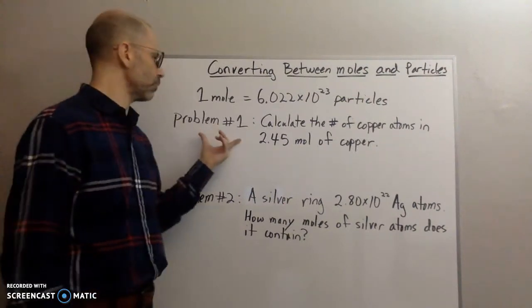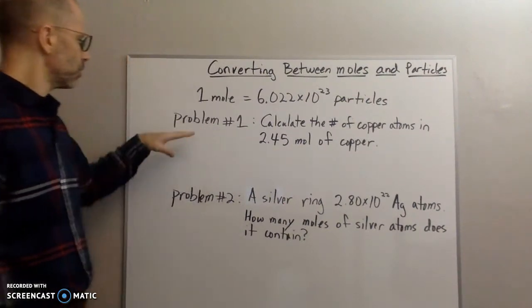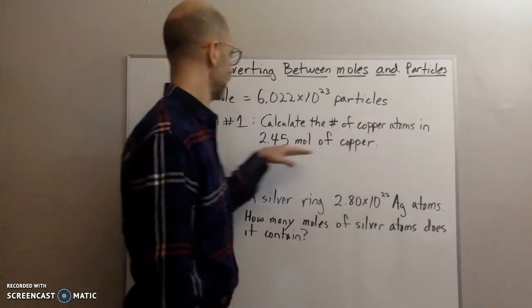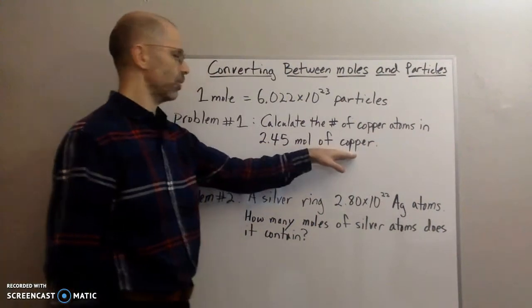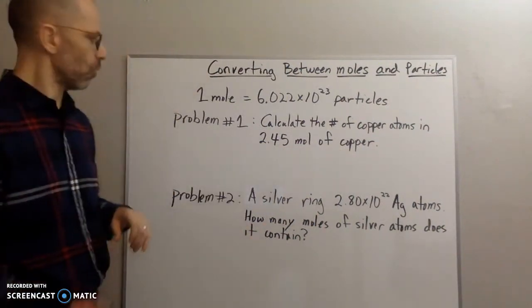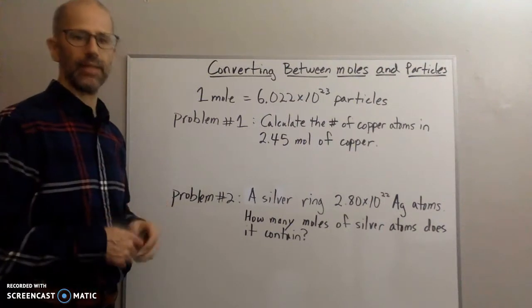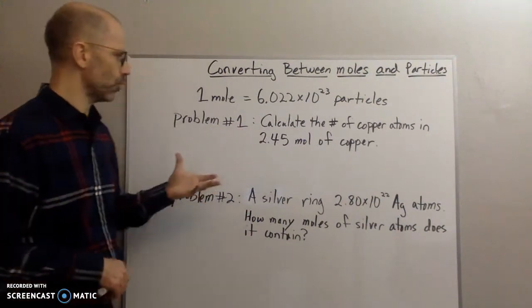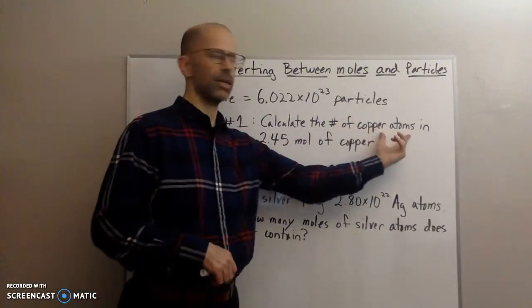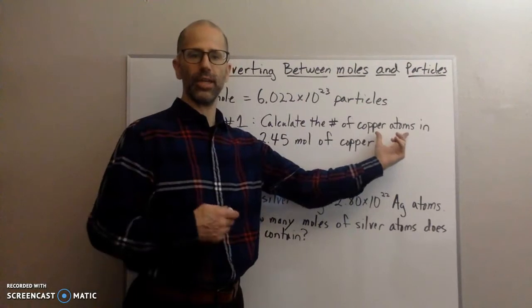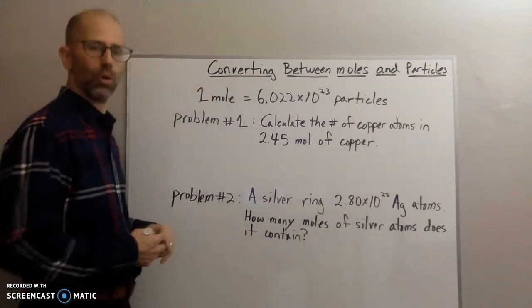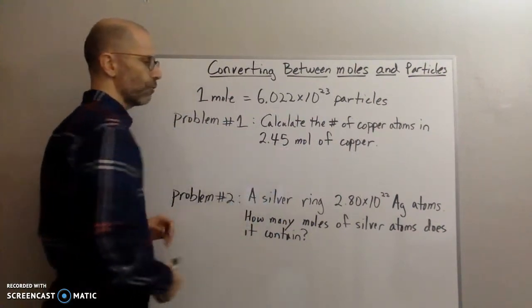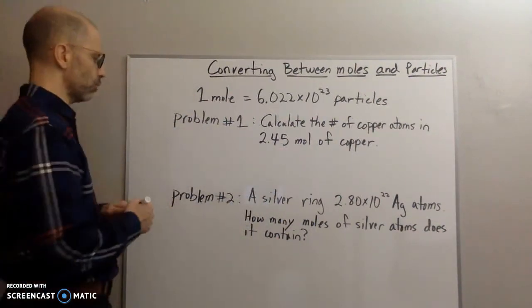So I'm going to go over 2 problems. Problem number 1: calculate the number of copper atoms in 2.45 moles of copper. So I need to figure out where I'm going to begin and where I'm going to end. What are they asking for? They're asking for number of atoms. Atoms is a particle, so we're going to end at particles. Where do we begin? They give us 2.45 moles, so that's where we're going to begin.